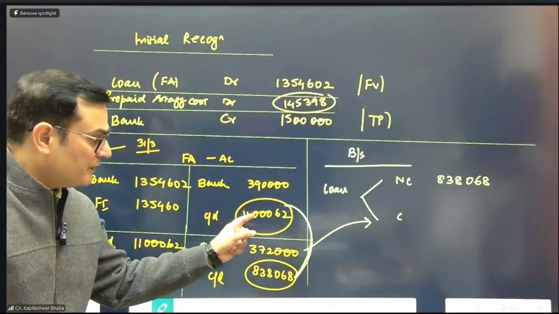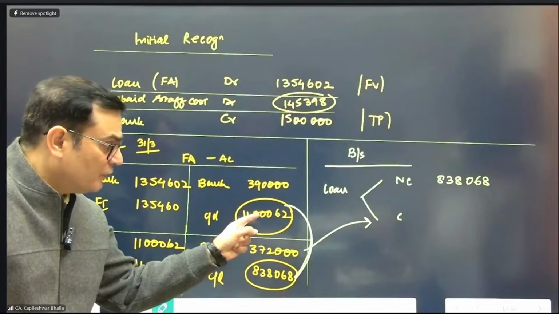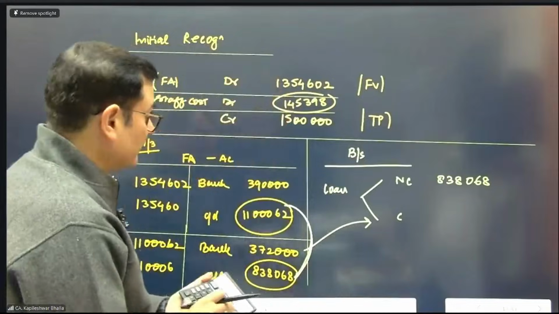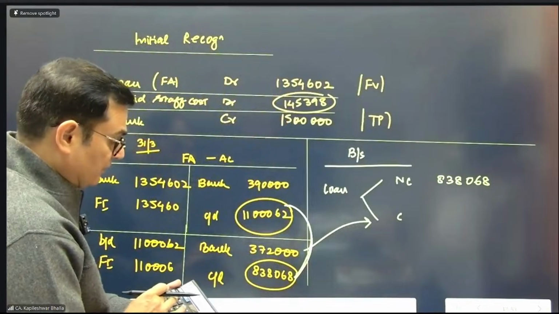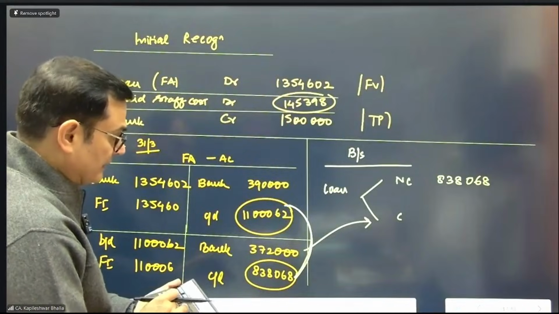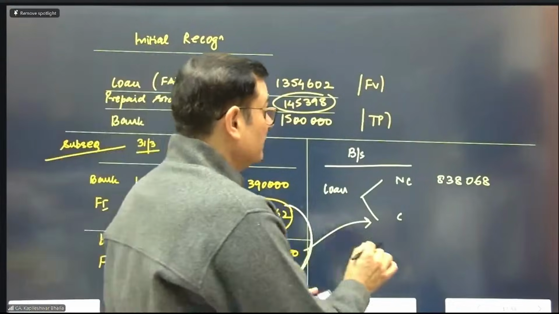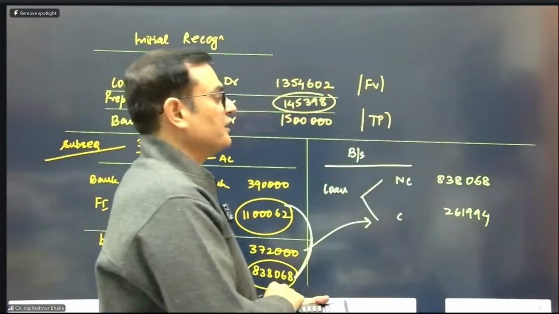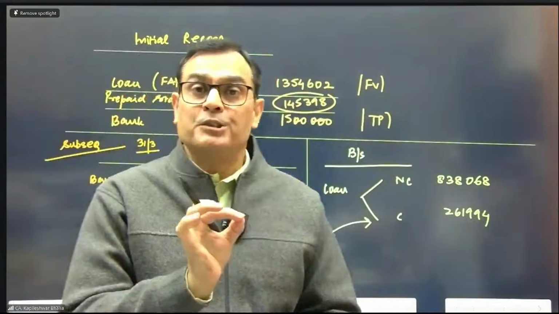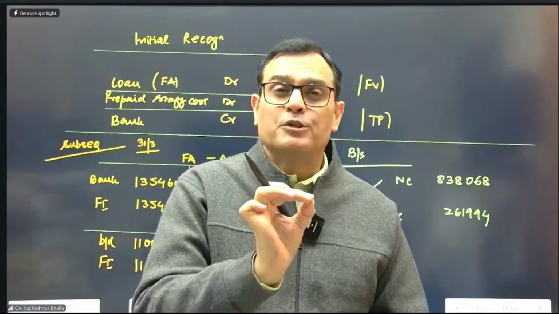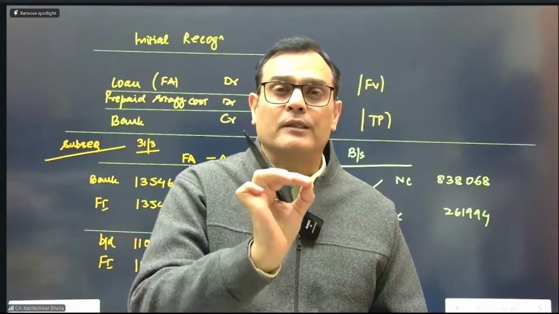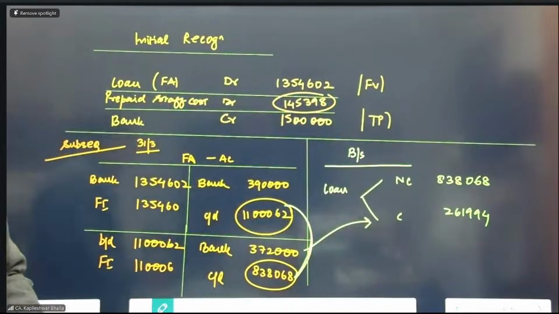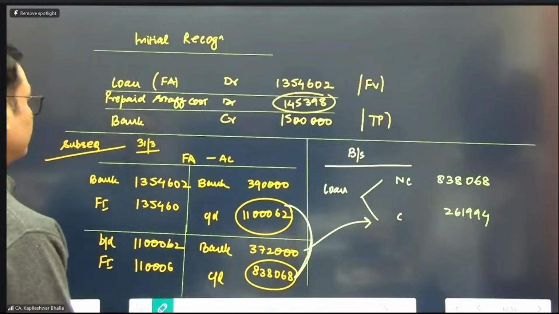Because this is the balance CD this year, this is the balance CD in the next year. So this difference will get recovered within a period of 1 year. So we take that difference, 11,062 minus 838,068. So we can say 261,994 becomes current. So in the balance sheet also, show the financial asset, the current and non-current on a segregated basis. It makes sense. Okay. Now, I think let's go to the next area.